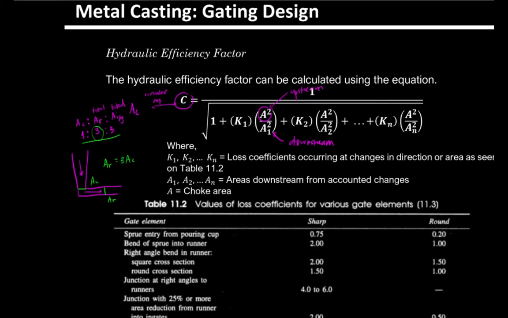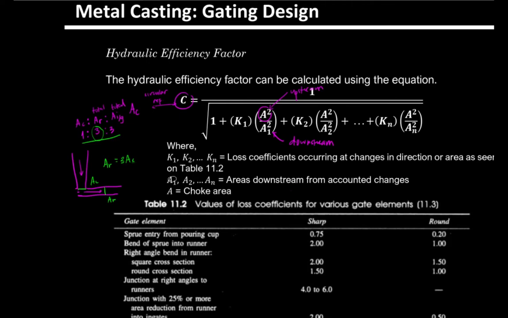But again, if we have something like this, where the sprue splits into two sections, then the individual runner area will be equal to the total runner area divided by the number of runners. So in this particular case, this runner area here will be equal to 3 halves times the choke area, I should say.